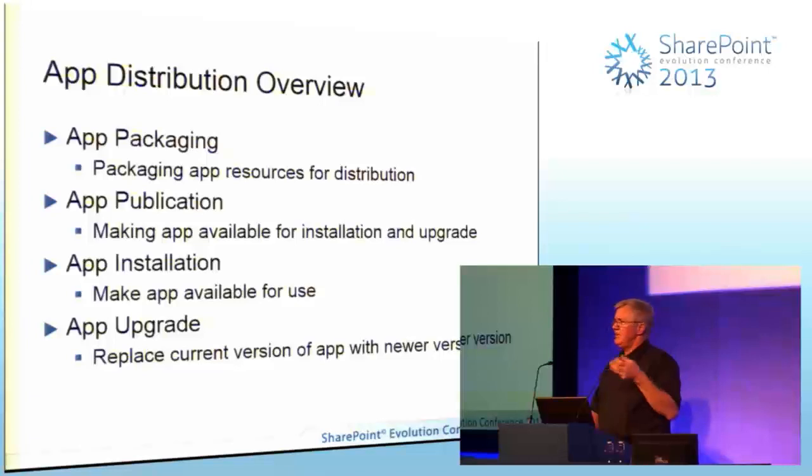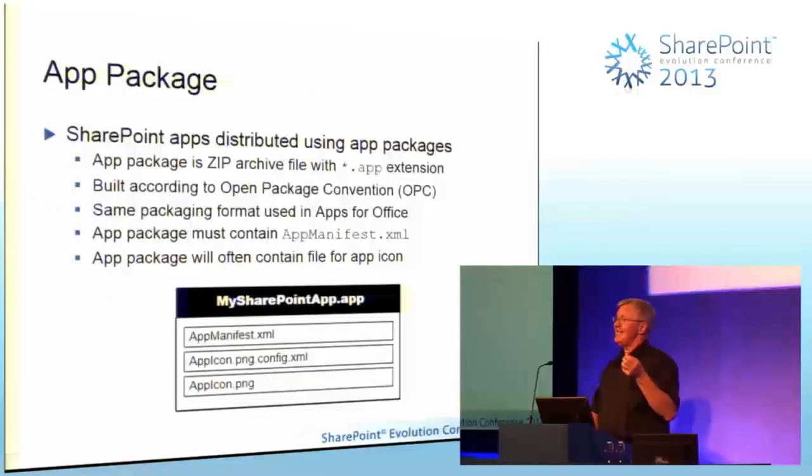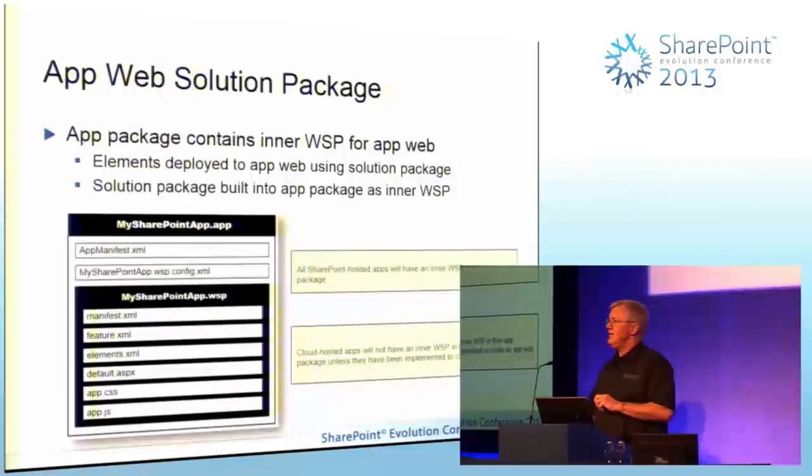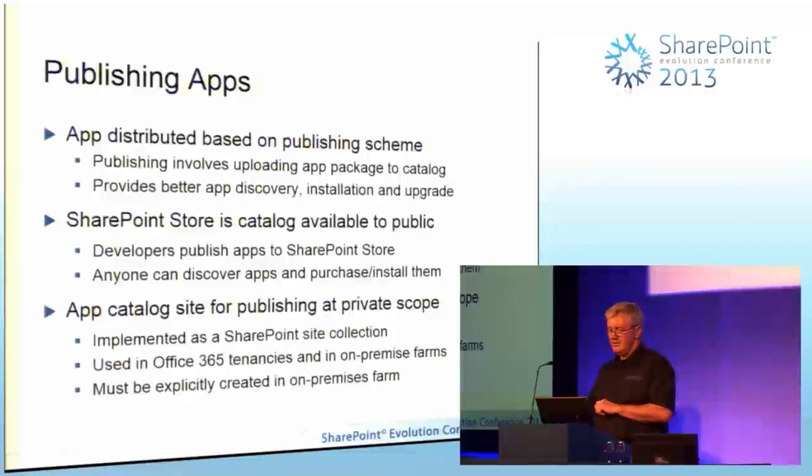Now, when it comes to building apps, we have a .app file, which is basically what gets built. It's a zip file, and it always has the app manifest. If your SharePoint app creates an app web, what they do is they basically just take a WSP file with the exact same format for farm solutions, and they put that inside, and that WSP file is what's used to add elements like the start page to the app web.